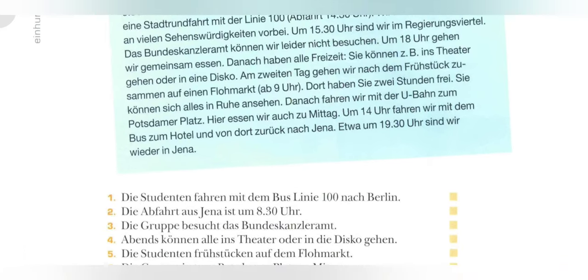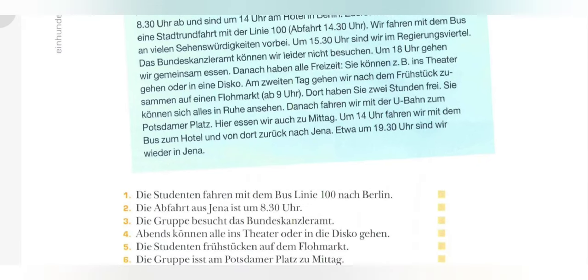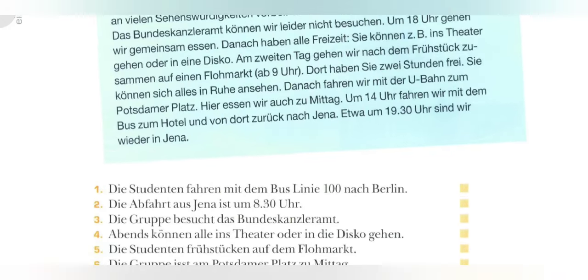Die Studenten fahren mit dem Bus Linie 100 nach Berlin. Das ist richtig. They are going with the bus of line 100. And then we have the Abfahrt aus Jena ist halb 9 Uhr, means at 8:30. Yeah, that is right. Next is the Gruppe besucht das Bundeskanzleramt. That is falsch.